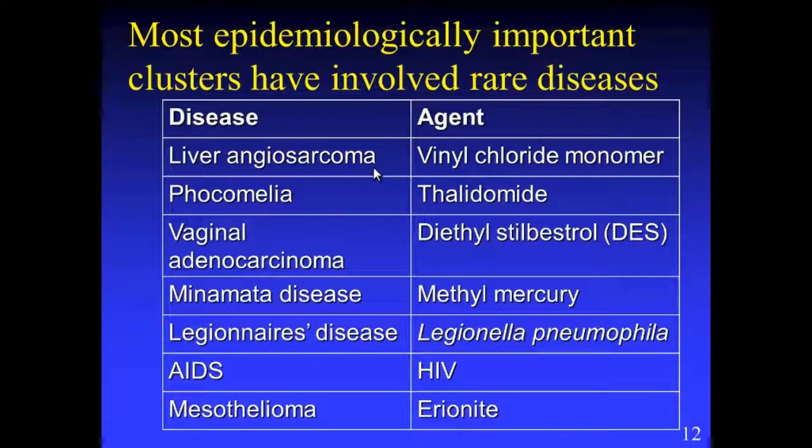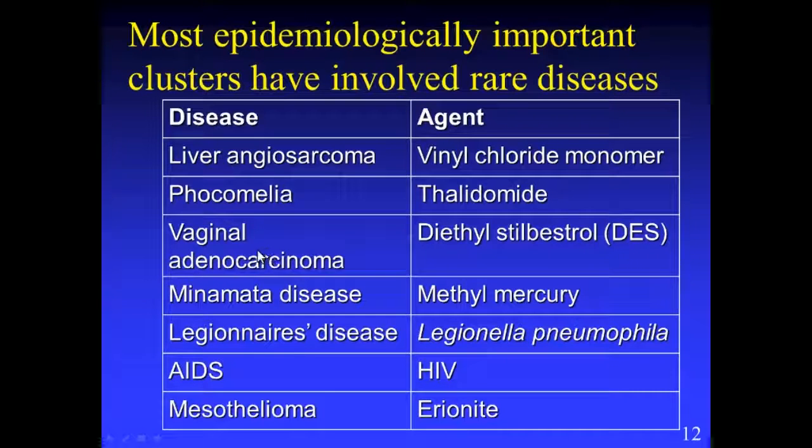Another one, phocomelia. We'll come back again to this in my next talk as an example. Phocomelia was a very rare birth defect caused by thalidomide, given to women in the end of the 50s and early 60s to prevent morning sickness. It was an extremely rare condition and attracted attention to itself.